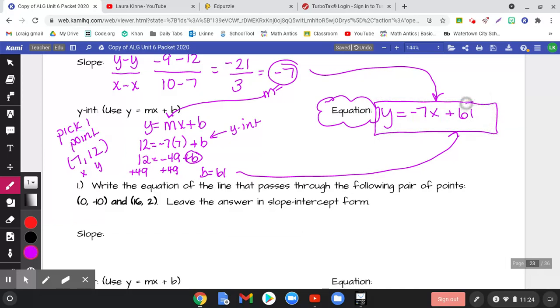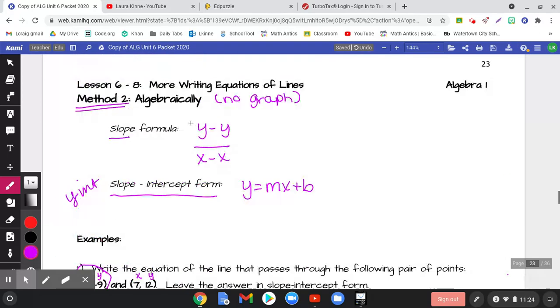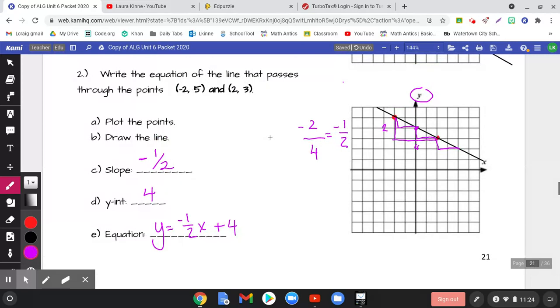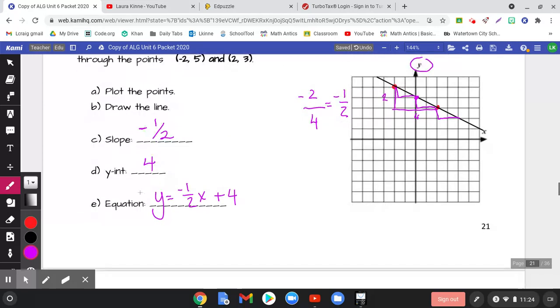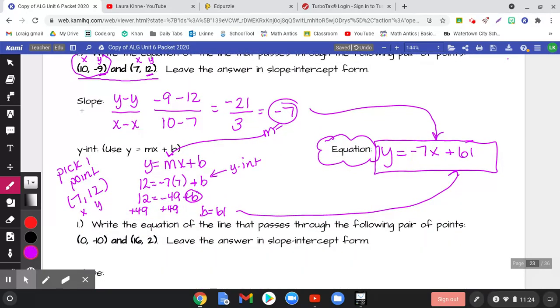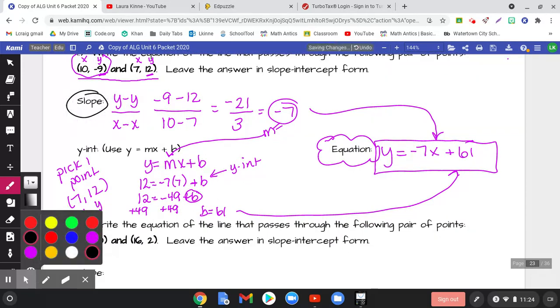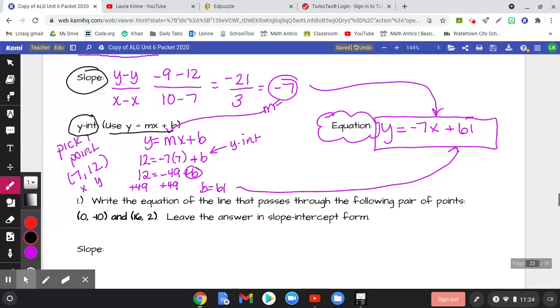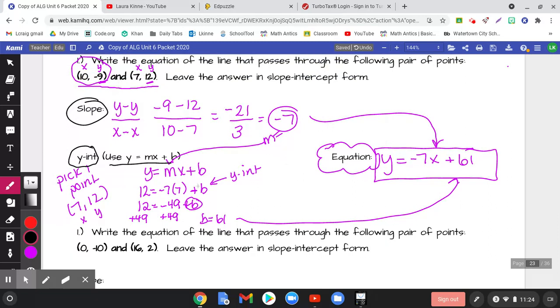So there's your answer. All right, there's a lot to it. I know it's a lot harder than just looking at a graph and saying, oh, my y-intercept's 4, my slope's -1/2, so my equation is y equals -1/2 x plus 4. You're doing that same thing, but to find the slope and y-intercept, you have to use your formulas. So again, let's walk through it. To find the slope, we did y minus y over x minus x. To find the y-intercept, we use y equals mx plus b, and one of our points, solve for b, and that gives us our equation.